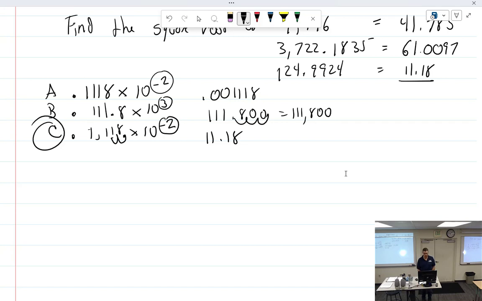All right. Are any of these numbers given in proper scientific notation? No, they are not. Why not? Yeah, they're not proper scientific notation. What is proper scientific notation? It has to be a number between 1 and 10, times 10 to some power. So what would be proper scientific notation for this one? 1.118 times 10 to the negative 1 power.